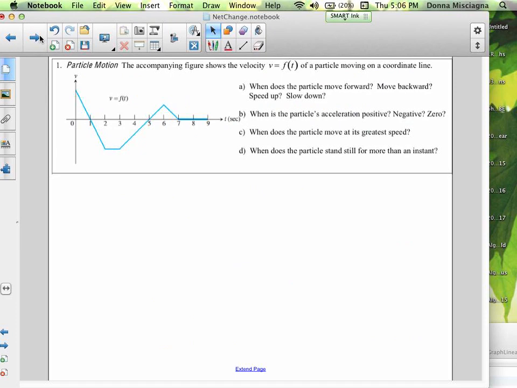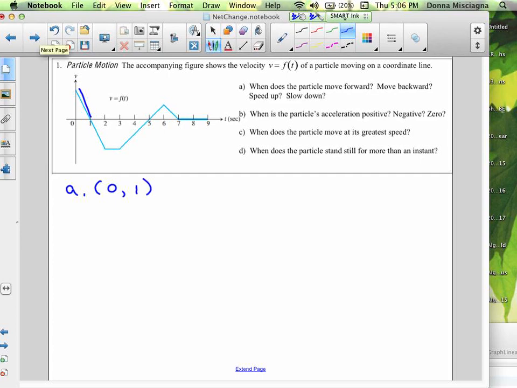All right, so we're given velocity. When does the particle move forward? Well, it's moving forward everywhere your velocity is positive. So from 0 to 1 second, and then again from 5 to 7 seconds. Our velocity is above the x-axis. We're moving in a positive direction. All right, so that's the first part.